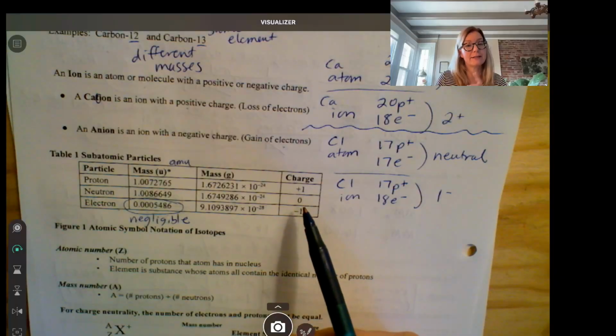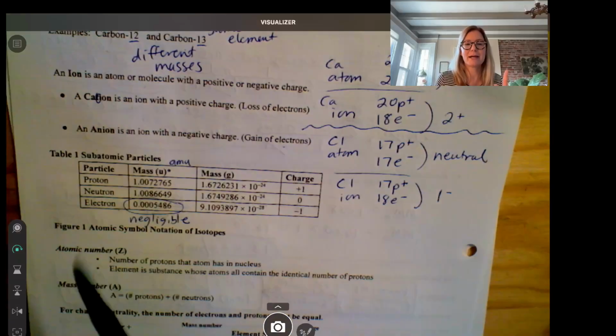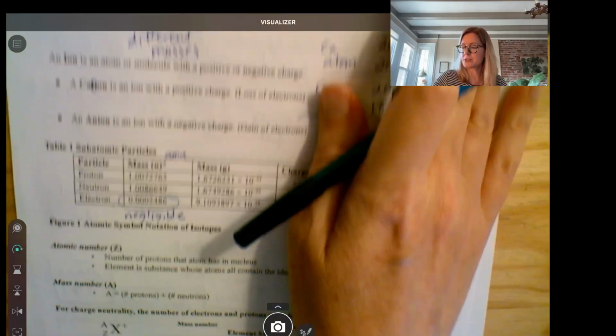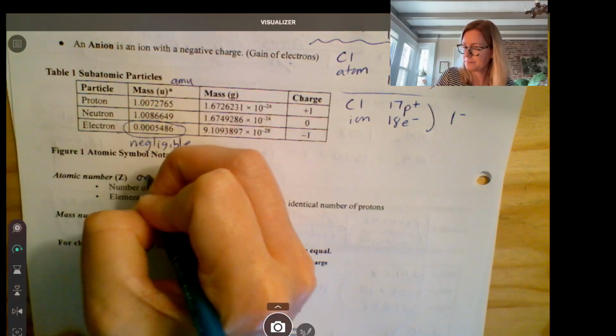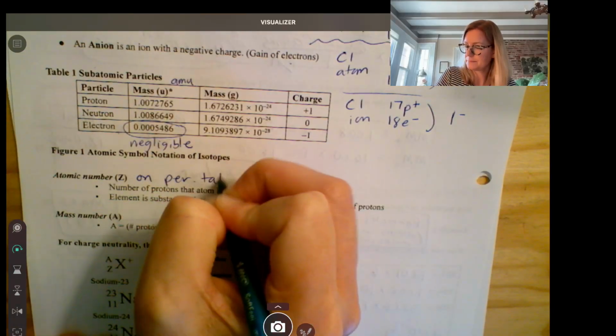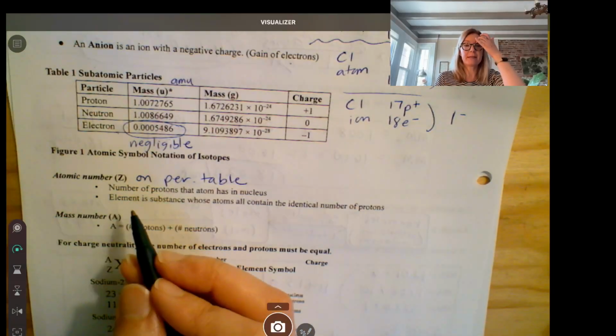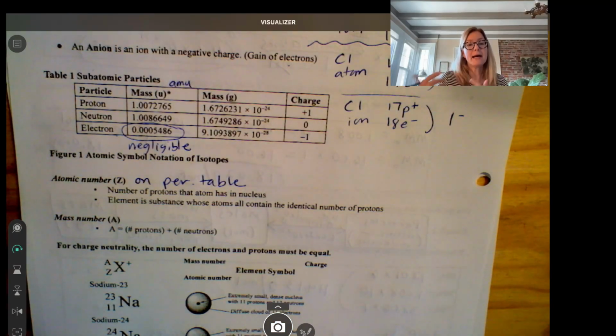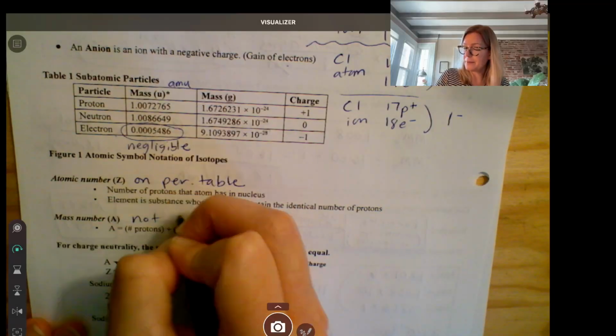Charge, on the other hand, electrons do have a noticeable charge, okay? The charge is equal and opposite that of a proton, but its mass is pretty negligible, okay? So the atomic number, which is on the periodic table, we sometimes abbreviate that Z, okay? It's the number of protons that an atom has in the nucleus, okay? The mass number is not on the periodic table.